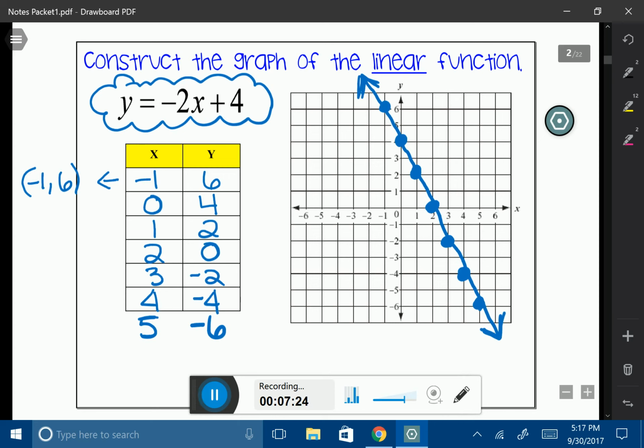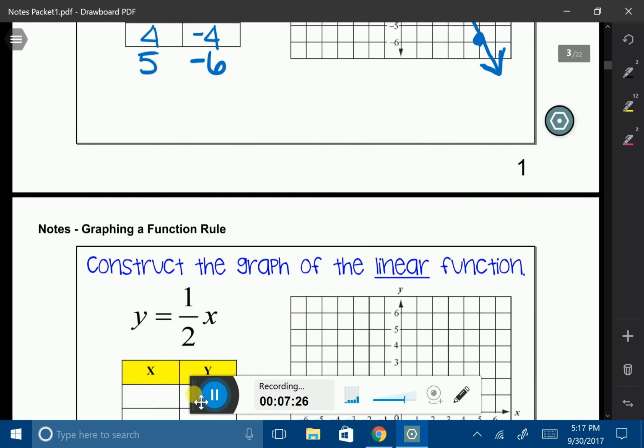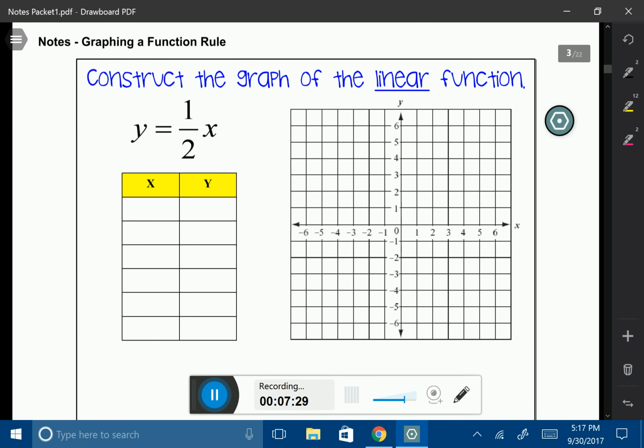Okay, let's try to graph another linear function. This is kind of an interesting one because it looks a little bit different than the first one. It doesn't have that constant value. So let's see what that does to our graph. Let's go ahead and clear out our y equals and put 1/2. I'm actually going to write it as 1 divided by 2 and I'm going to put an x.